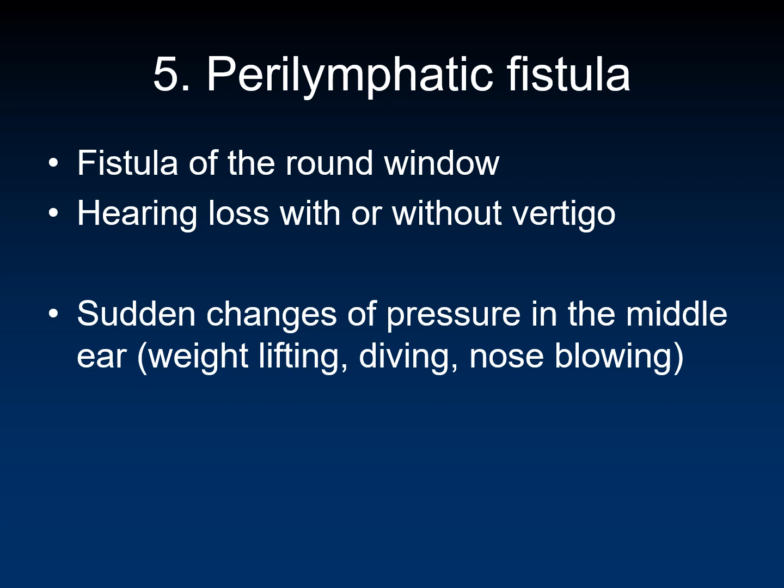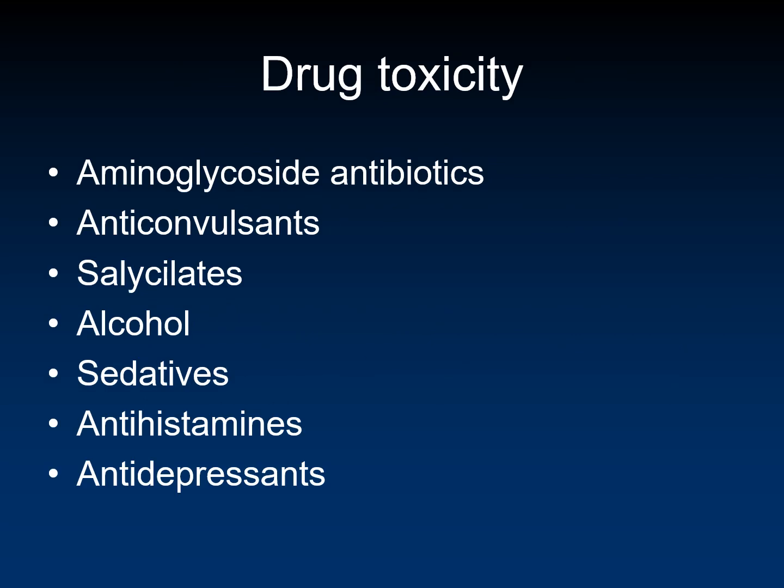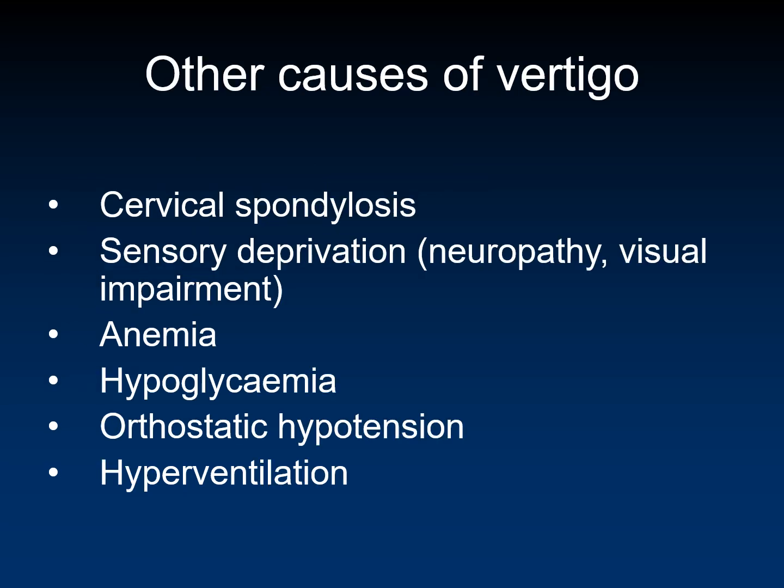Perilymphatic fistula, fistula of the round window: hearing loss with or without vertigo, sudden changes of pressure in the middle ear, weight lifting, diving, nose blowing. Drug toxicity: aminoglycoside antibiotic, anticonvulsant, salicylate, alcohol, sedative, antihistamines, antidepressant. Other causes of vertigo: cervical spondylosis, sensory deprivative neuropathy, visual impairment, anemia, hypoglycemia, orthostatic hypotension, hyperventilation.